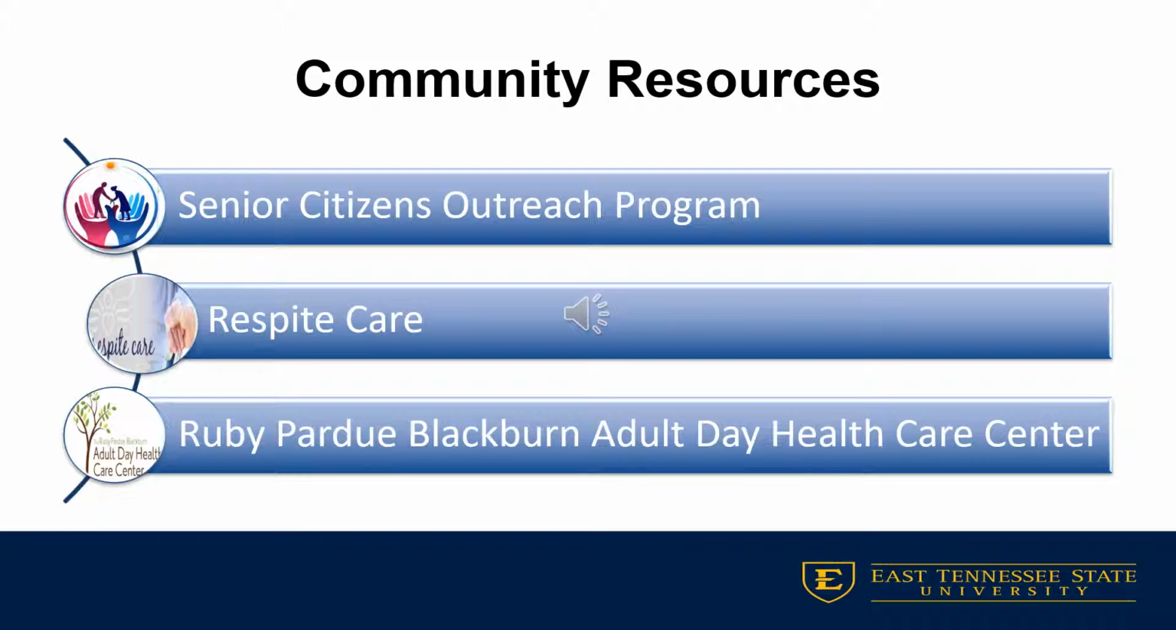These programs allow caregivers of homebound patients or persons with Alzheimer's and dementia the opportunity to leave their homes and run errands. The Ruby Purdue Blackburn Adult Day Healthcare Center provides a safe home-like environment for adults who cannot remain safely at home during the day while their caregivers have to go to work or run errands. So these are several different facilities that are available to seniors in our area.